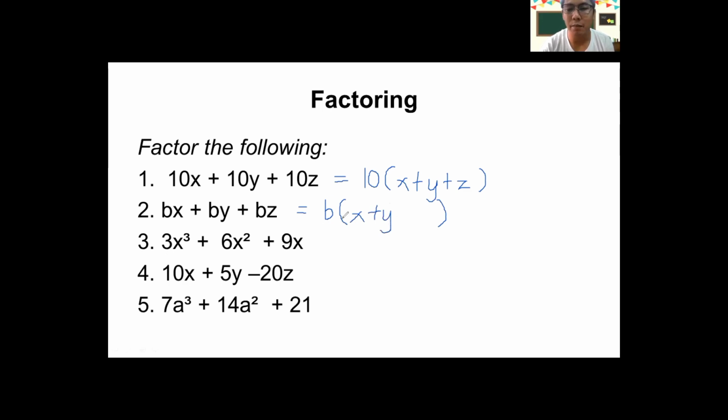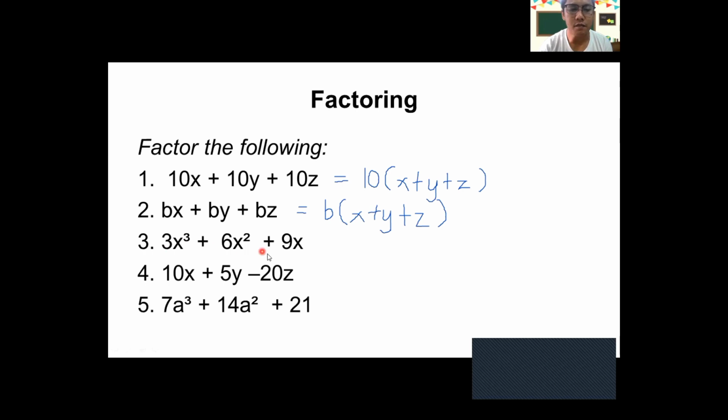Bz divided by b is z. Okay. So therefore, the factor is b times the quantity x plus y plus z. Next, number 3. 3x cubed plus 6x squared plus 9x. So as you can see, the coefficients or the numbers are all divisible by 3. Or the greatest common factor is 3.